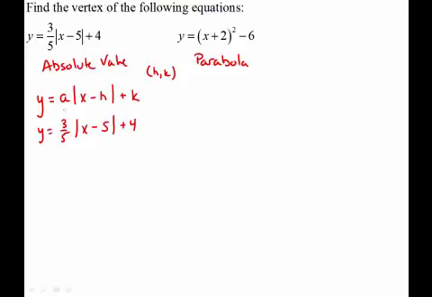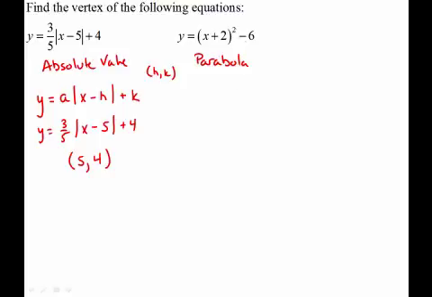You see a is 3/5, but that doesn't factor in the vertex at all. So h is going to be 5, not negative 5, because notice in the formula it's x minus h, so this is x minus 5, so h is 5, and k is 4. So the vertex here is going to be (5, 4).